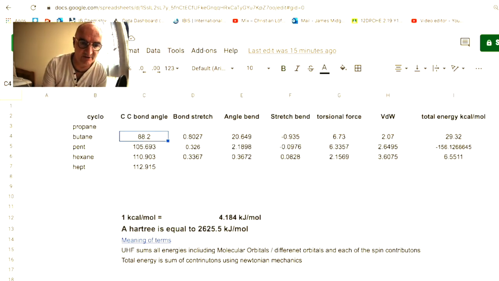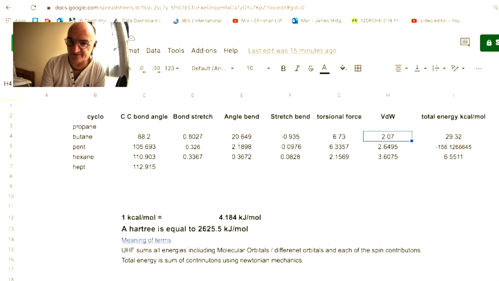So here we can see the bond angle. Butane around about 90, 88. Pentane 105. Hexane 110. Heptane 112. We'd expect that to carry on in that trend. We all understand bond angle. We've done that in VSEPR theory in class. That's fine. Bond stretch, angle bend, stretch bend, torsional force, and van der Waals, giving us the total energy for the molecule, we might not know so much.